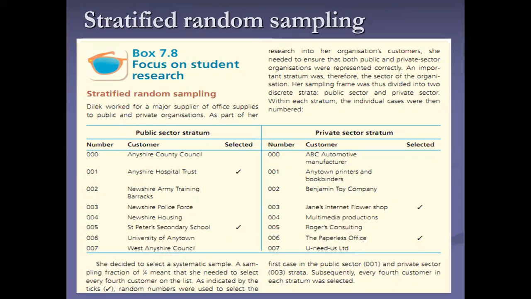This is an example of cluster sampling. There are two clusters, the public sector cluster and the private sector cluster. In these clusters, we can select the respondents randomly.